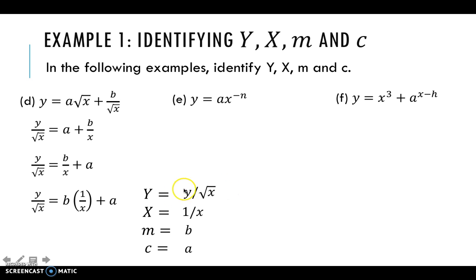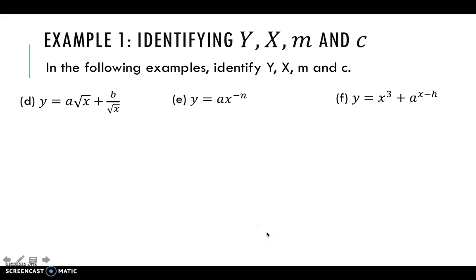Now notice how I always like to write my big Y as a fraction like that. Now in exams, please do not do that. Please write it in the fractional form. I'm just writing it this way because there's no space on my PowerPoint slides. Okay, now let's take a look at part E.